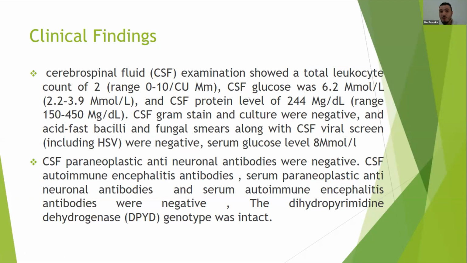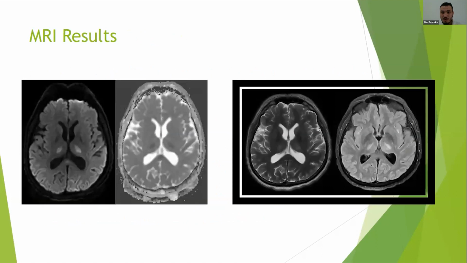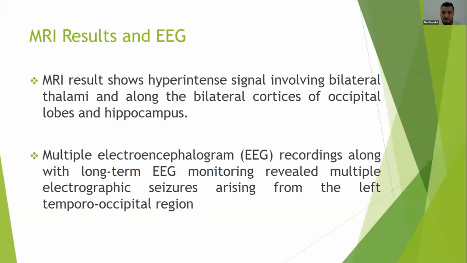CSF autoimmune encephalopathy antibodies, serum paraneoplastic neural antibodies, and serum autoimmune encephalitis antibodies were negative. The DPD genotype was intact. MRI and EEG were done for the patient. The MRI shows hyperintense signal involving bilateral thalami along with bilateral cortical occipital lobe and hippocampus. These are the primary results of MRI for our patient. As you see here, there is hyperintensity signal in the hippocampus and thalami.